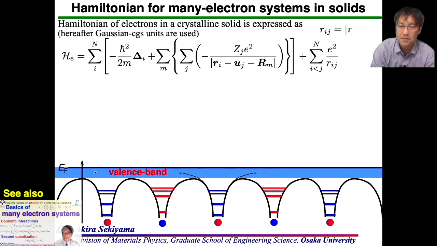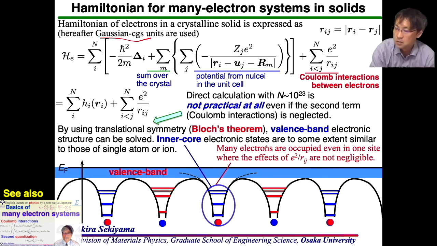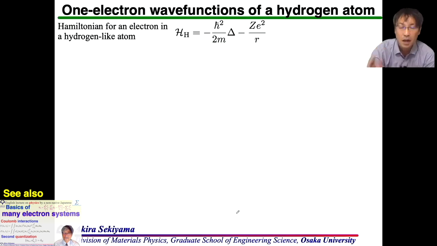I start from the Hamiltonian of electron in a crystalline solid. There are so many electrons in solid. So there are many electrons occupied even in one site, where the effect of the Coulomb interaction represented by e square over r_ij is not negligible at all. I explained the one-electron wave function of the hydrogen-like atom.